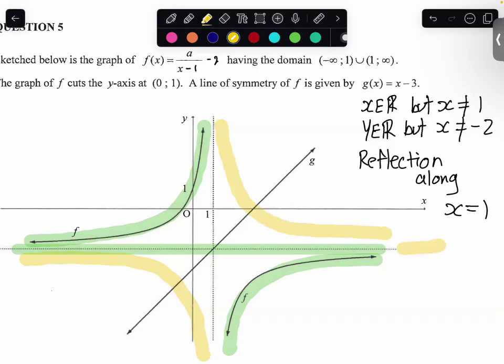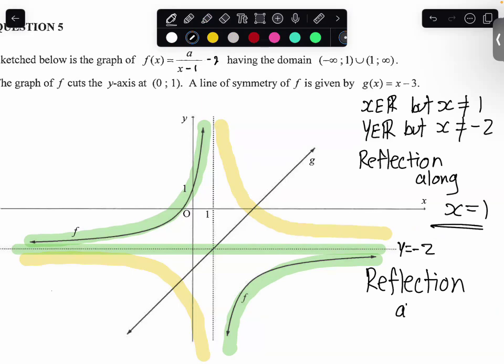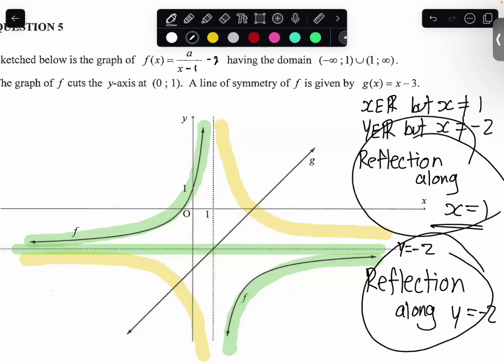And that's if I fold over this line, which means another possible solution, you can also say a reflection across or along the horizontal asymptote, which is the line y is equal to -2. This is the line y is equal to -2. A reflection along y is equal to -2. So any of these solutions would have worked. All right? Okay.